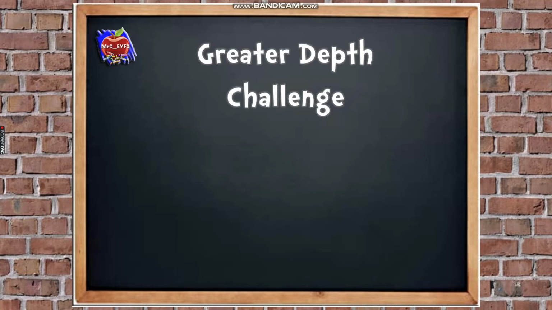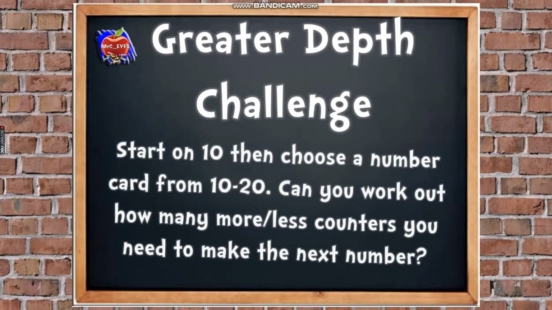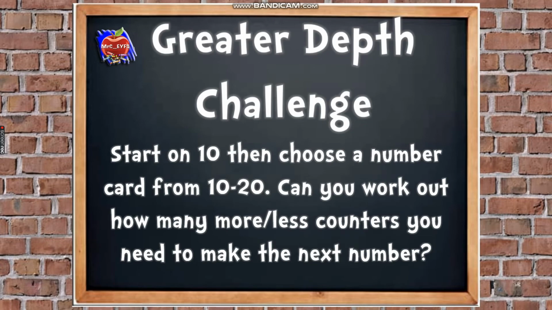All right. And this one, you've got to listen really carefully because it's a little bit tricky. So, right, you're going to start on 10. So starting at number 10. Then you're going to choose a number card from 10 to 20. Can you work out how many more or less counters you need to make the next number? So if I was on number 10 and I pulled out the card number 15, I've got to work out how many counters I need to get from 10 to 15.